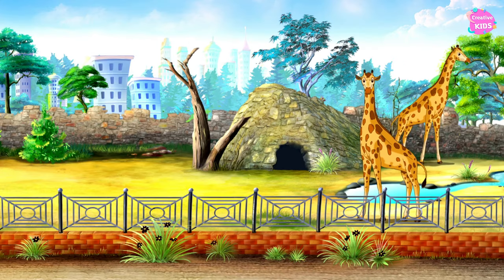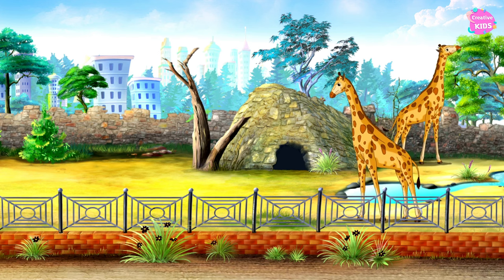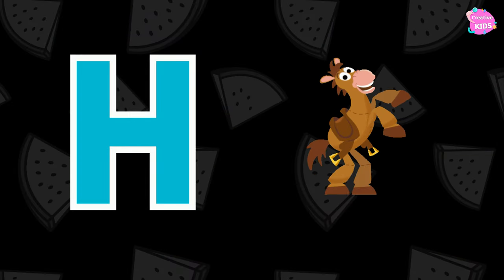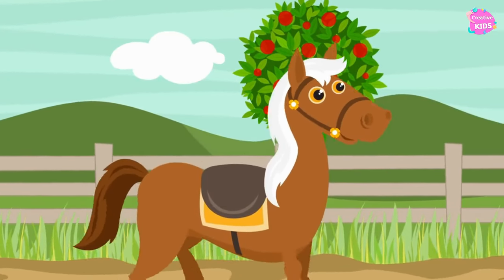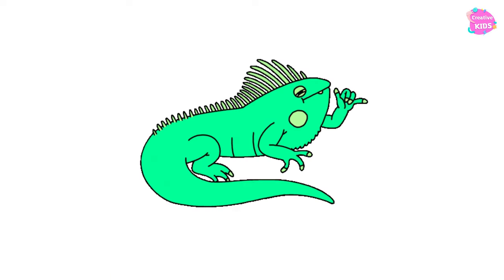G is for giraffe. H is for horse. Ha, ha, horse. H is for horse. I is for iguana. I, i, iguana. I is for iguana.